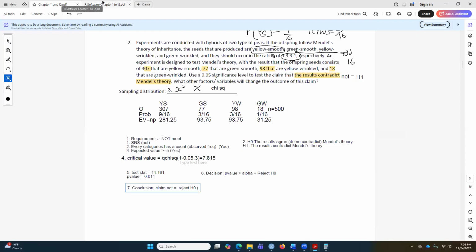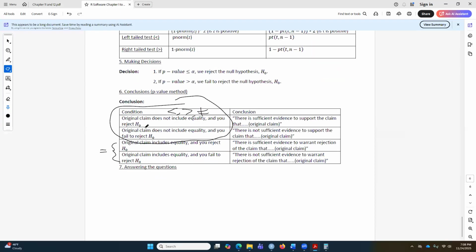I'm going to put this in parentheses here. So we hardly do anything that has not equal to. Usually it is less than or greater than or equal to in chapters 8 and 9. But when you reach these later chapters, your claim statements can be not equal to. And don't forget, if you pick the first two, it can be less than, it can be greater than, and it can be not equal to. So that's why this is very special. And since we reject the null, we will pick the first conclusion here.